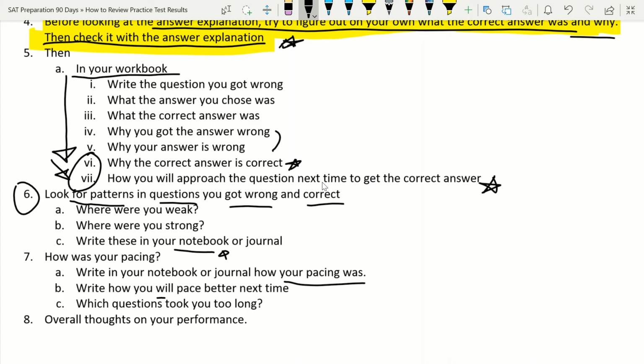And that's going to help you to pace better next time. So you're going to write how your pacing was during that practice test yesterday, and then how you're going to pace better next time. So what are you going to do differently next time to improve your pacing?